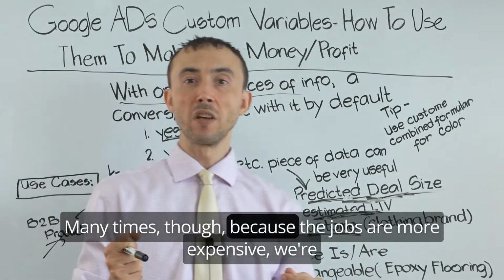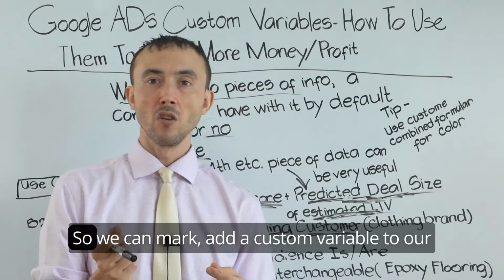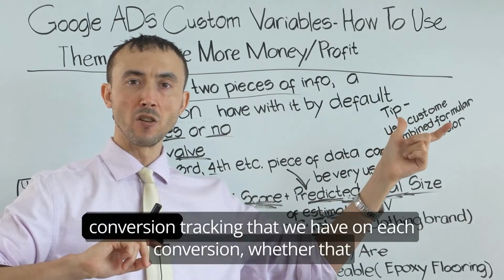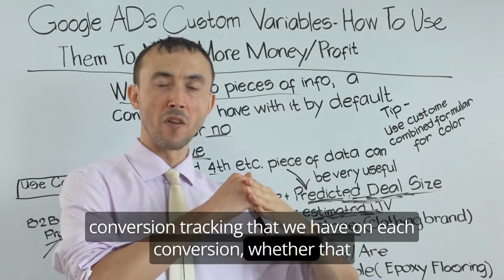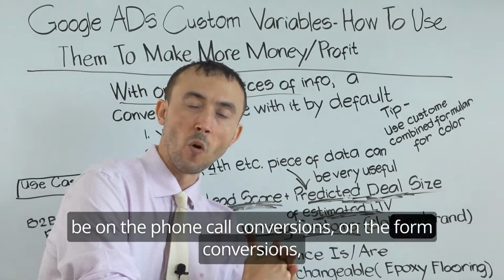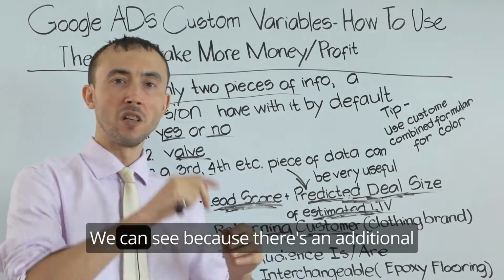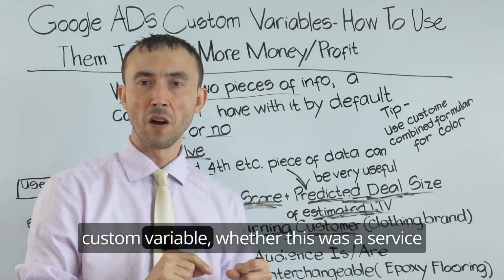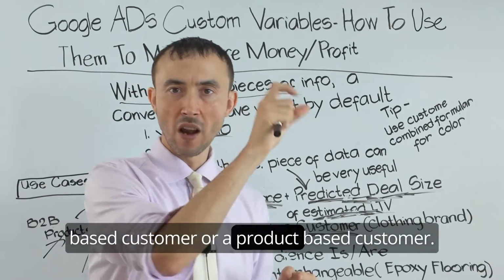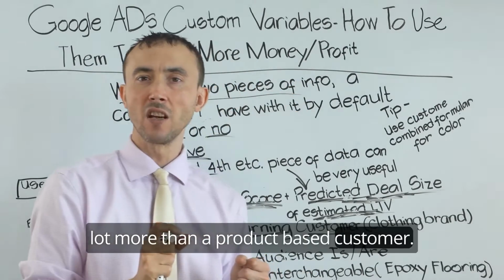Many times though, because the jobs are more expensive, we're not going to know if they close within 90 days. So we can add a custom variable to our conversion tracking that we have on each conversion, whether that be on the phone call conversions or the form conversions. And of the phone call and form conversions, we can see, because there's an additional custom variable, whether this was a service-based customer or a product-based customer.